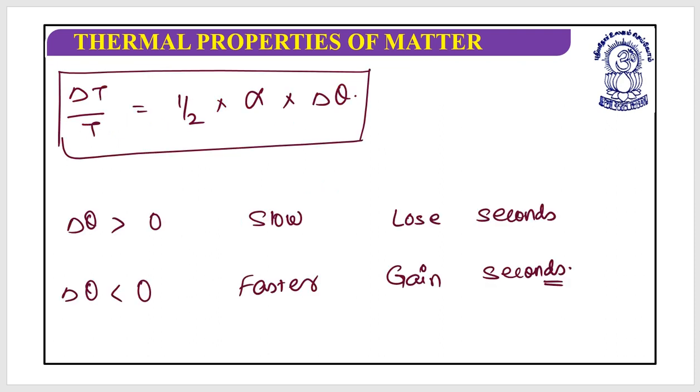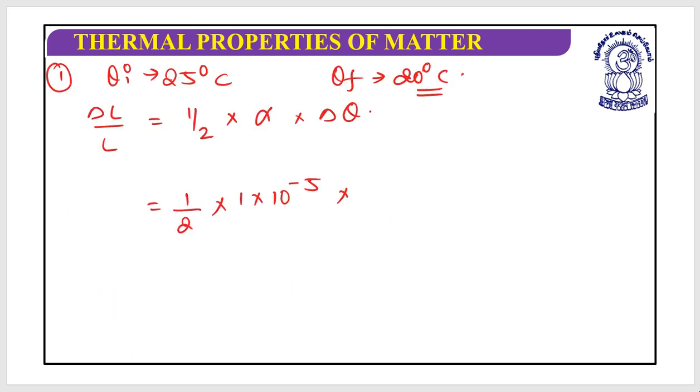That decision can be taken from here: if delta theta is greater than 0, the clock will be slower, and if delta theta is less than 0, it will be faster. If it is slower, it is going to lose certain seconds. If it is faster, then it is going to gain certain seconds. So whether it loses or gains seconds will be decided from this. And how many seconds it will lose or gain will be found from this.